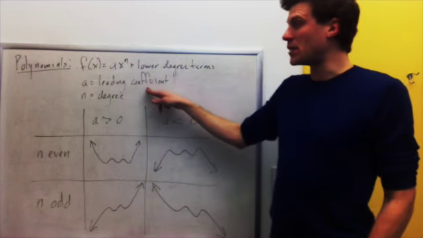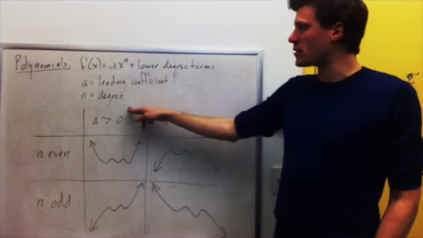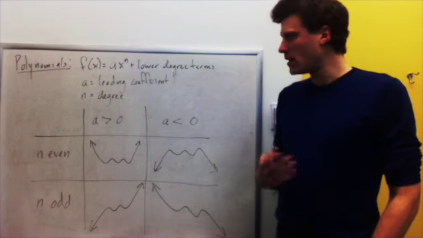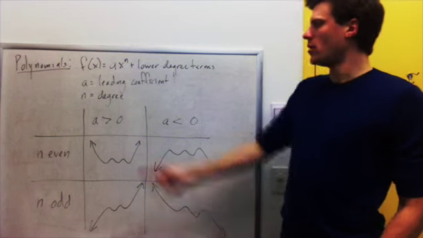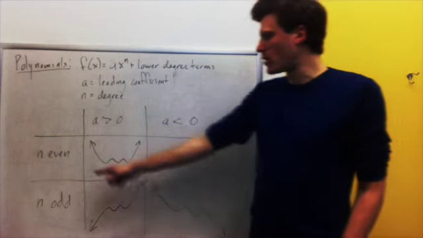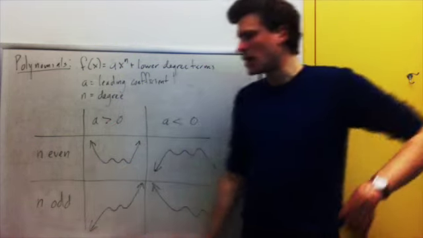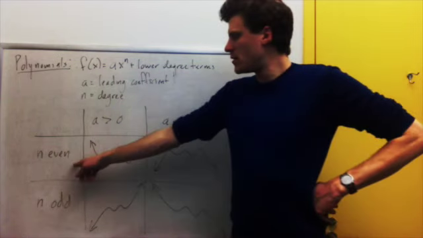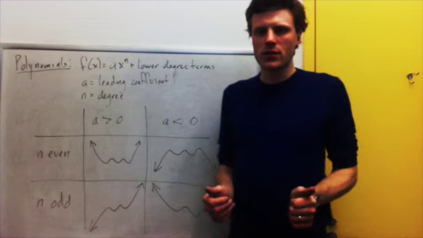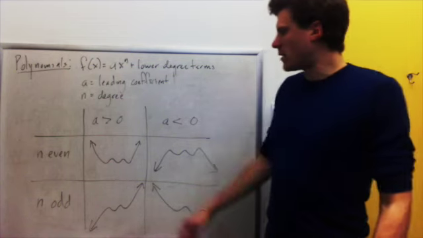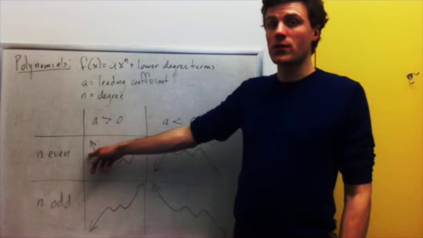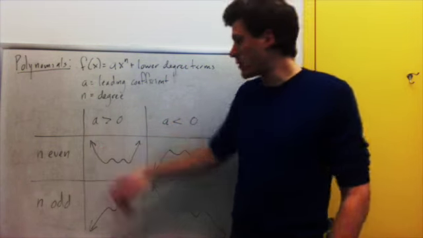Here a is called the leading coefficient and n is the degree of the polynomial. What happens at plus or minus infinity depends only on whether a, the leading coefficient, is positive or negative, and on whether n, the degree, is even or odd. If the degree is even and the leading coefficient is positive, then the function goes up on both ends. That is to say that the limit at both infinity and negative infinity is positive infinity.